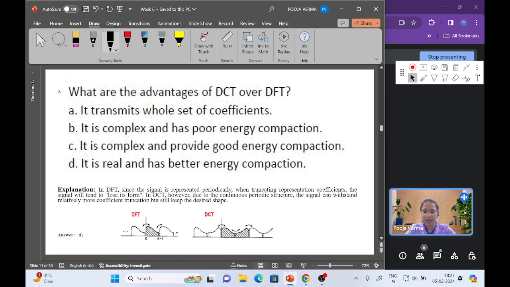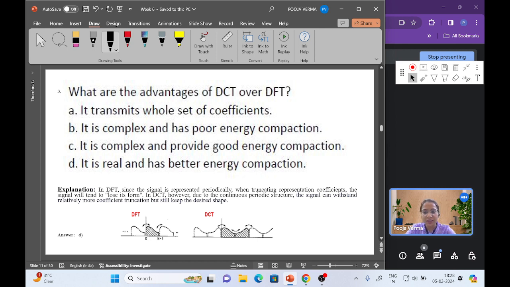Okay. So moving to the next question. What are the advantages of DCT over DFT? So what is the advantage of DCT? Already you know that DCT is real, because we are removing the imaginary part of the DFT, then we will get the DCT, discrete cosine transform. And I already told you it has a better energy compaction.